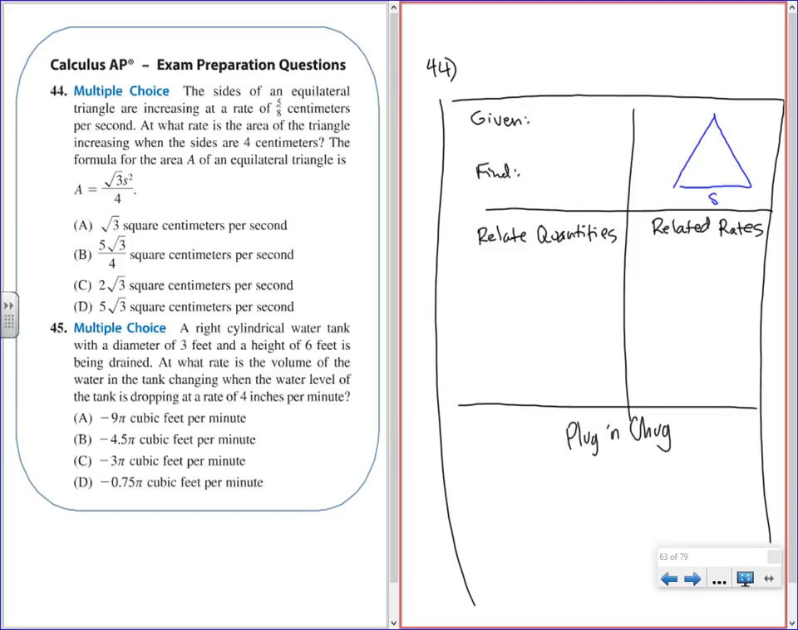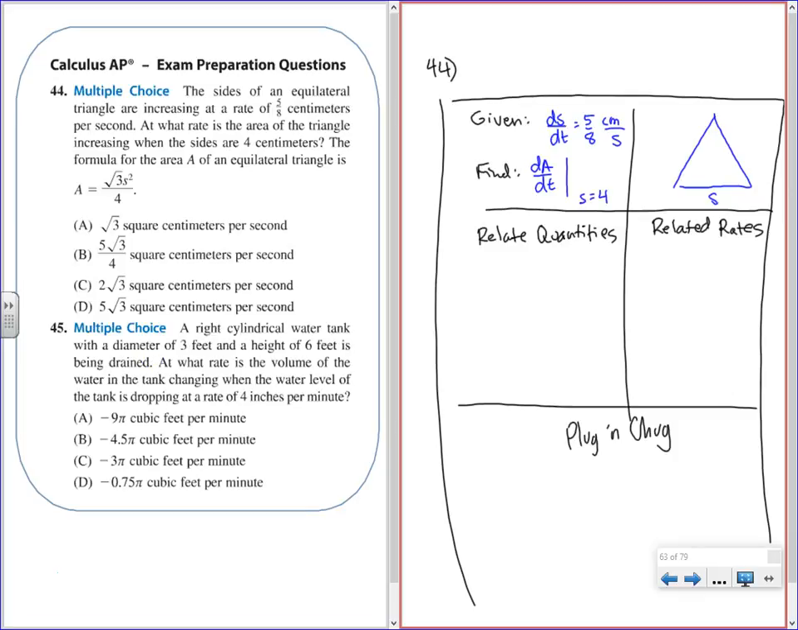Someone amazing, raise a hand. What did you write for given? Right. ds/dt is equal to 5/8 centimeters per second. Do you guys agree? Yes. The rate of change of the side is 5/8 centimeters per second. Someone new, someone different. What did you write for the find? Brandon. You want to find dA/dt? How'd you know to put an A? Because this is what rate is the area. Good. When s equals 4. Good.